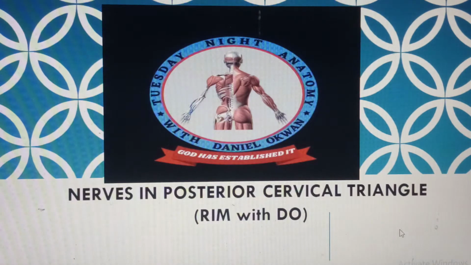Today's section, I want to quickly review some nerves, mainly cutaneous nerves. Also, I will add the spinal accessory nerve to it. These nerves are found in the posterior triangle of the neck. Of course, we know the word cervical has to do with the neck. And so, without much ado, let's set the ball rolling.